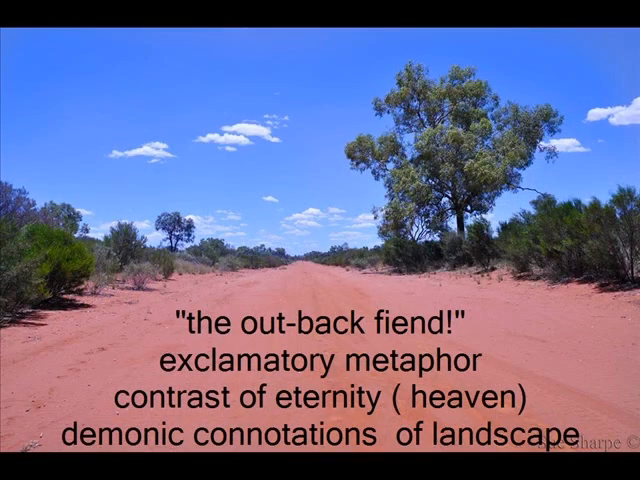Lawson then goes on to describe this vast landscape a long way from the railway line as being the outback fiend. So he's actually using a rather exclamatory metaphor, and a fiend is demonic. So he's linking the demonic capacity to the landscape, so that within that landscape there are dangers, and the further away from civilization you get, the greater the dangers become.